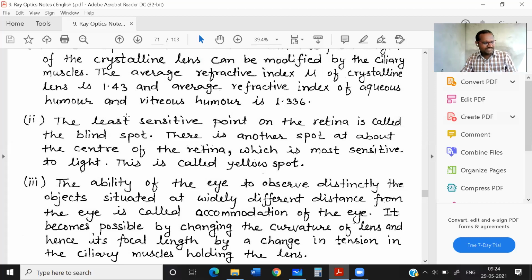Okay, myopia means nearsightedness. A person who is suffering from myopia can see nearby objects clearly, but he cannot see far objects. This defect can be cured by using convex lens. Hypermetropia is a defect called farsightedness. A person who is suffering from hypermetropia can see far away objects clearly, but he cannot see near objects. And this defect can be corrected by using concave lens. That's it.